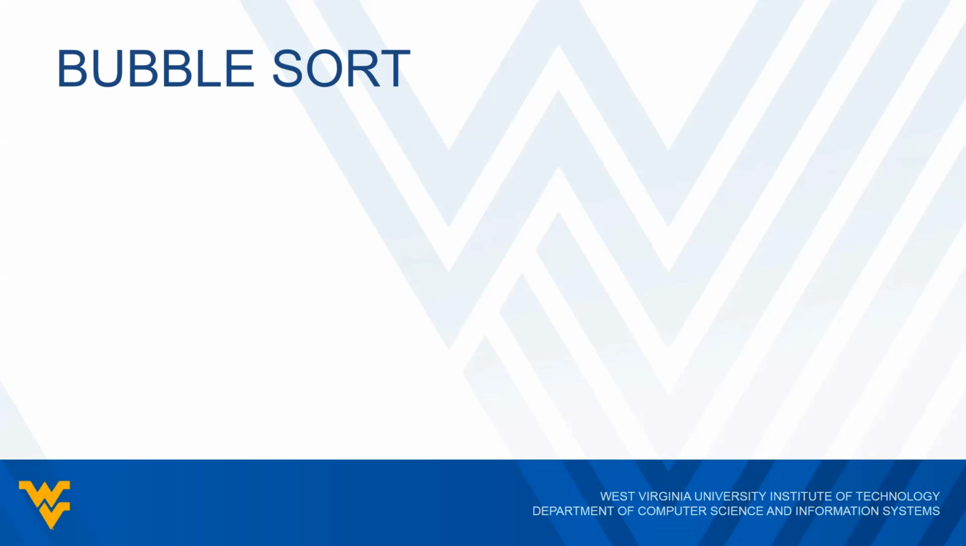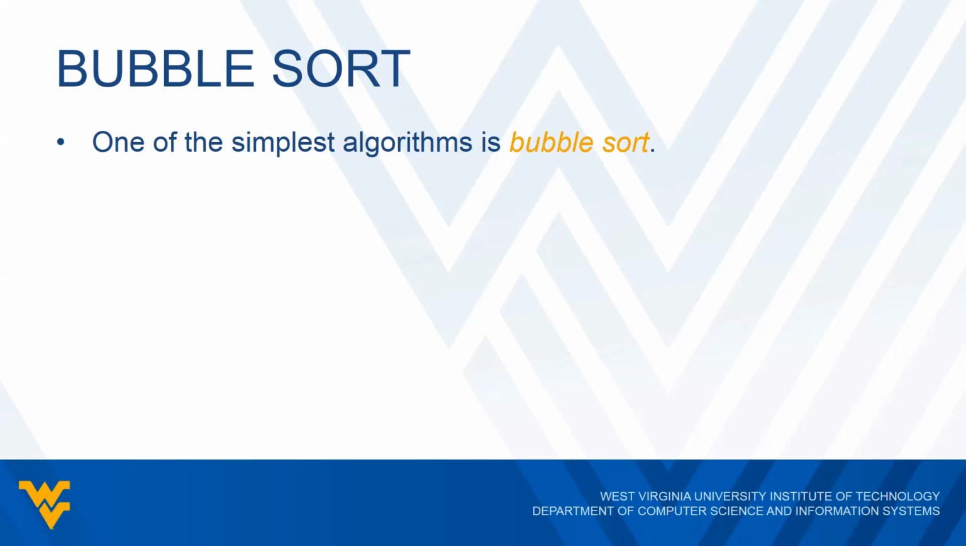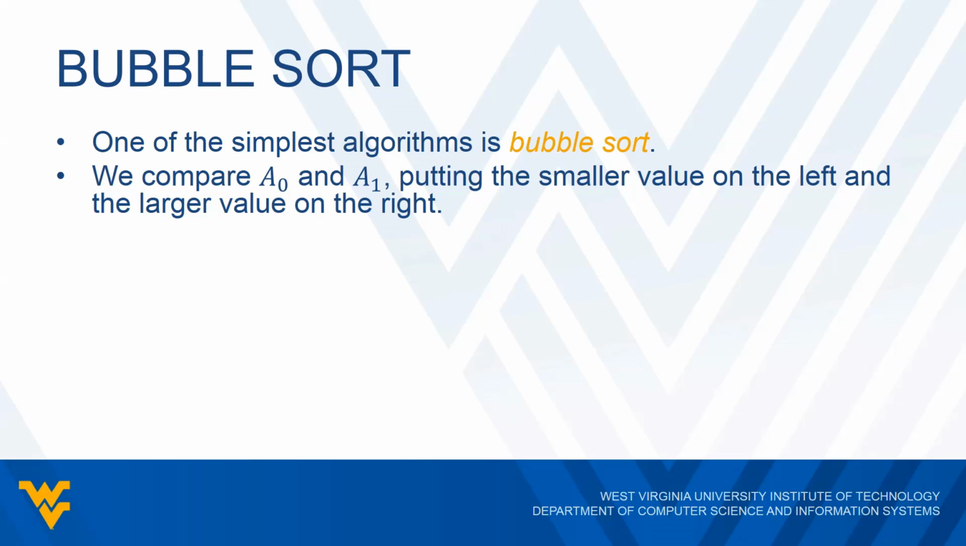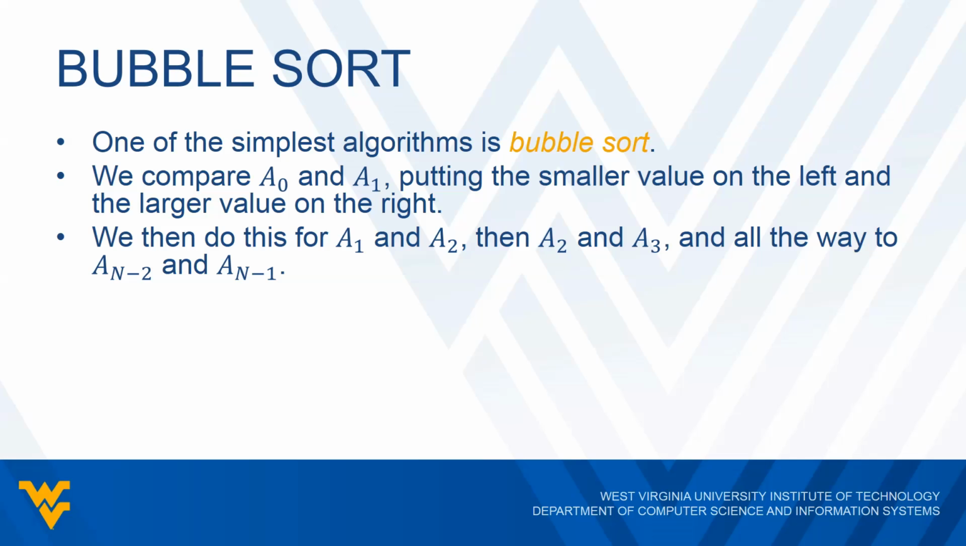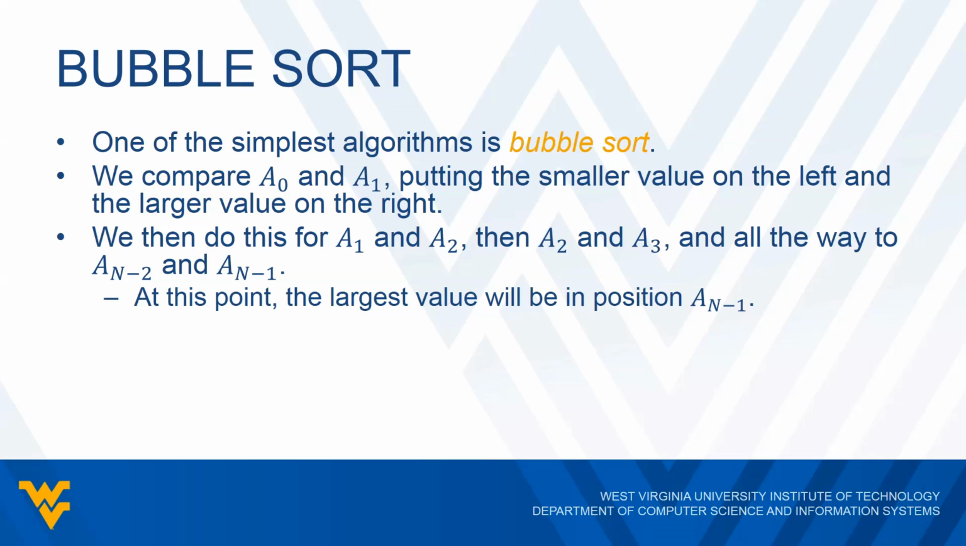One of the simplest sorting algorithms out there is called bubble sort. Here's the idea. We start by comparing the first two elements in our list. So let's say it's A0 and A1. We put the smaller value in A0, we put the larger value in A1. And then we're going to repeat this for each pair of consecutive elements. So then we're going to compare A1 and A2, put the smaller one in A1, put the larger one in A2. We then compare A2 and A3, put the larger one in A3, and we do this all the way up to A(n-2) and A(n-1). After this one pass, the largest value in the entire list should be in A(n-1).